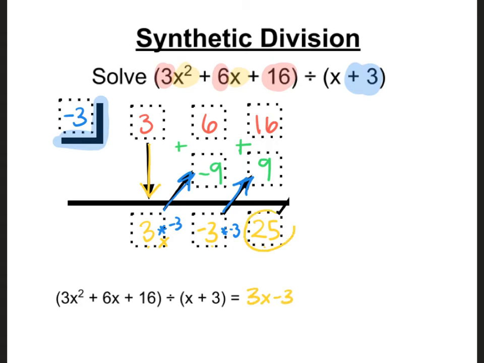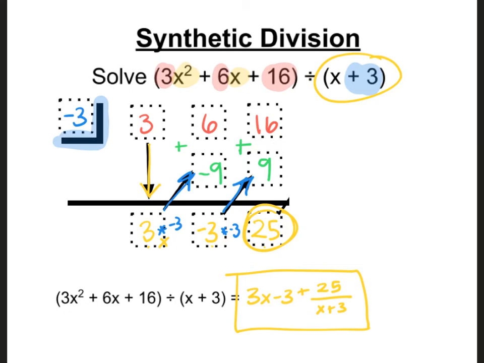And then this number here is our remainder. And we're going to write a remainder as our fraction. So we're going to do plus 15, and then divided by whatever we were dividing by. So x plus 3. And this would be your final answer for your division problem.